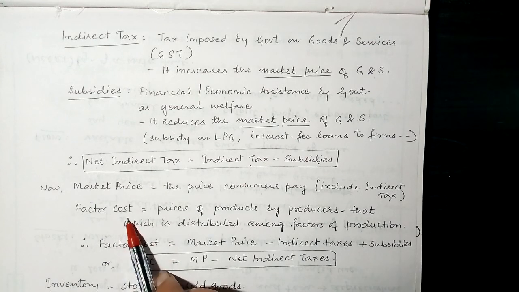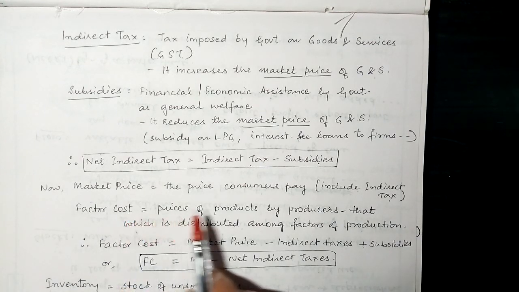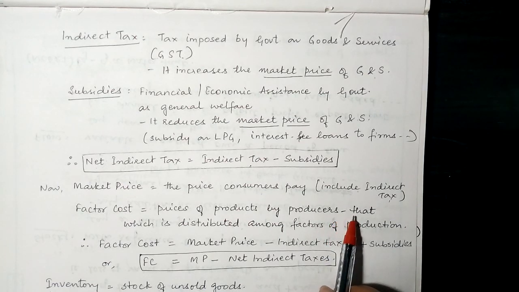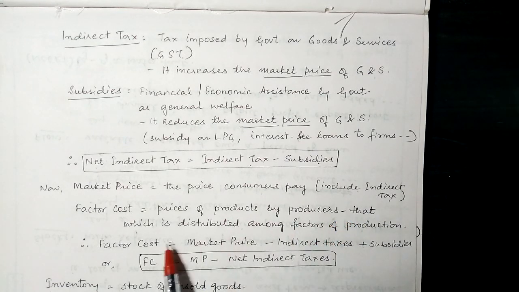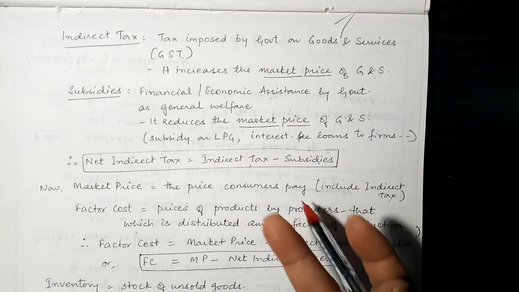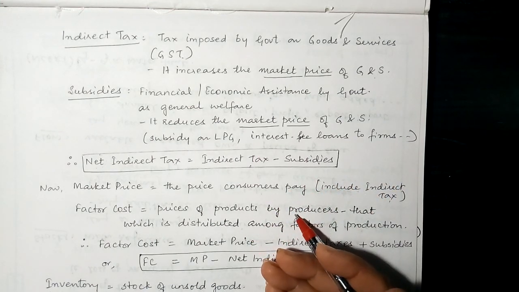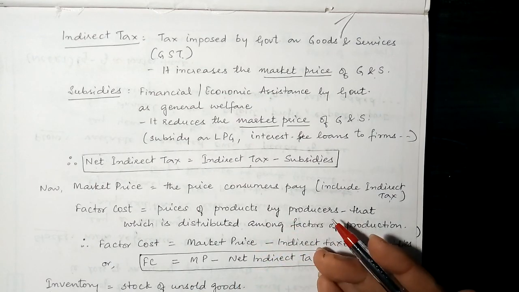Then we have the factor cost. Factor cost means the prices of products by producers, that means that which is distributed among factors of production. Now, what are the factors of production? We learned land, labor, entrepreneurship and capital. So, on these we receive some income, factor income.